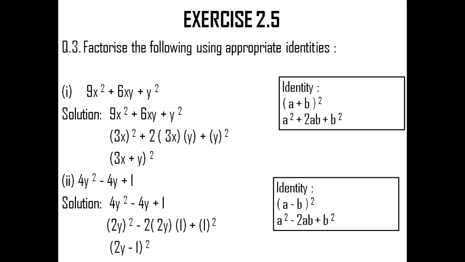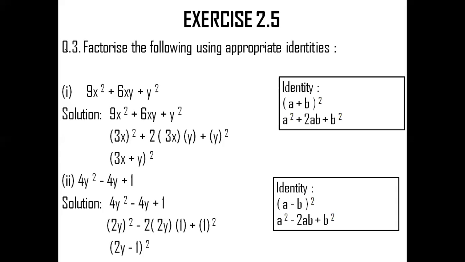So when you have got three terms wherein the first and the last term are perfect squares, you will use the identity (a plus b) the whole square or (a minus b) the whole square. So let us solve this sum. The question is 9x squared plus 6xy plus y squared.